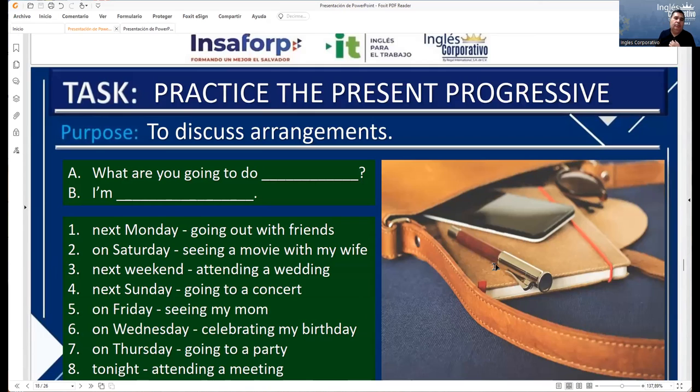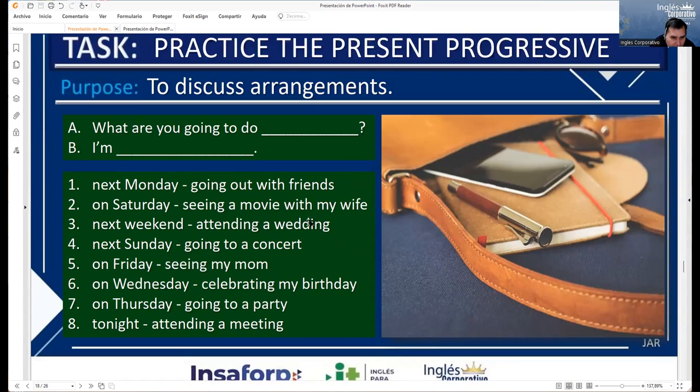What are you going to do? And the time expression. And then you say, what are you going to do? Next Monday, I'm going out with friends. What are you going to do on Saturday? I'm seeing a movie with my wife. What are you going to do next weekend? I'm attending a wedding. What are you going to do next Sunday? I'm going to a concert. So practice this.